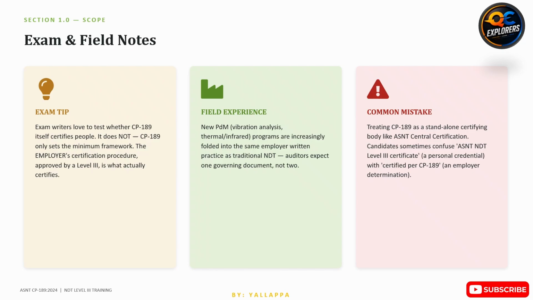Now, let's look at some practical points that are frequently discussed during Level 3 examinations, interviews, and client audits. The first and most important point is that CP-189 does not certify individuals. It only establishes the minimum requirements for qualification and certification. The actual certification is issued by the employer through an approved written certification procedure. This distinction is one of the most frequently tested concepts in Level 3 examinations.